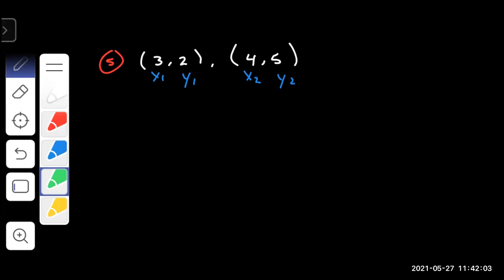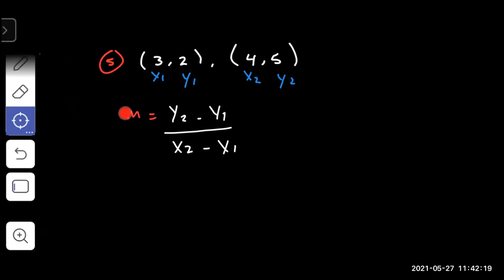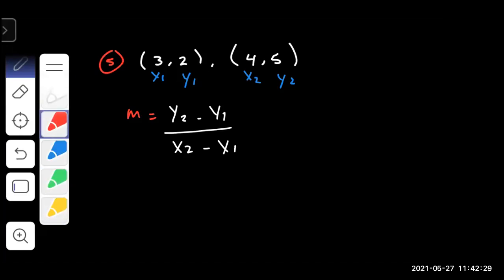But I need to find the slope. That is the first thing that I'm going to find. And what is the formula for the slope? You just told me. Y2 minus y1 over x2 minus x1, correct? The slope is always a fraction. The numerator is the change in y, and the denominator is the change in x, y over x. Okay, let's substitute, guys.